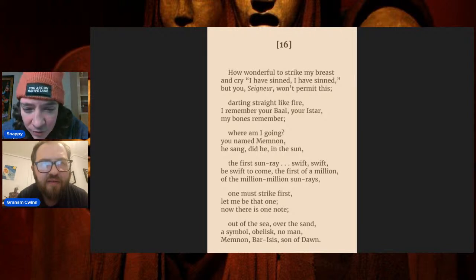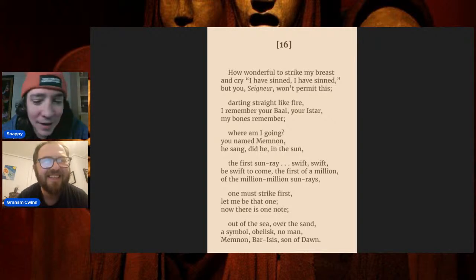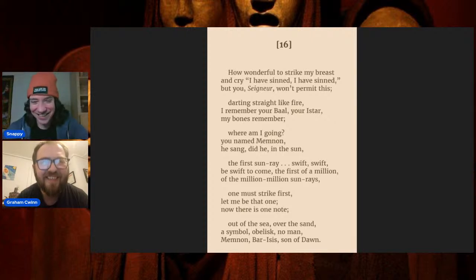Now there is one note. Out of the sea, over the sand, a symbol, obelisk. No man, Memnon, Bar Isis, son of dawn. Might as well say Ammon and Lucifer and Satan. And Helios.